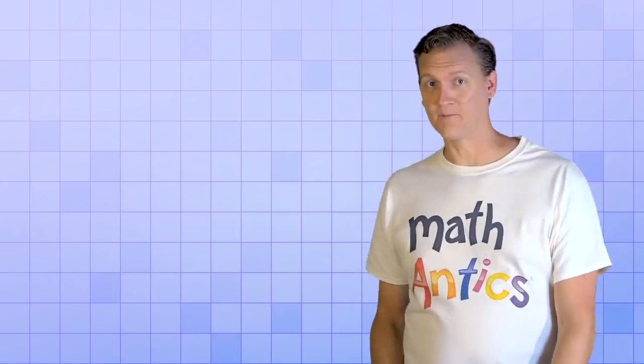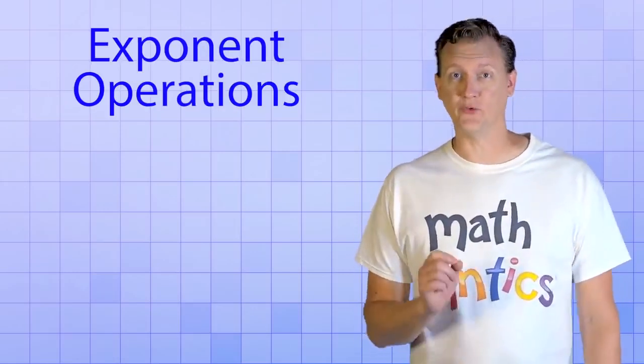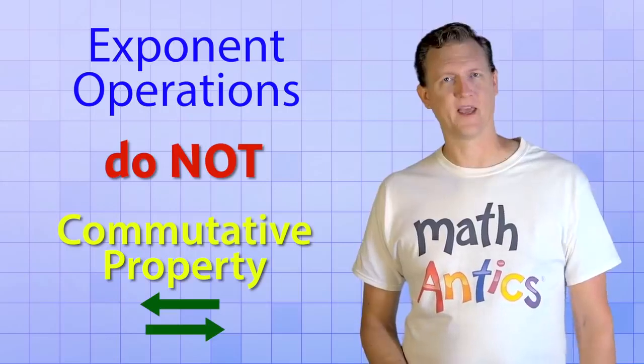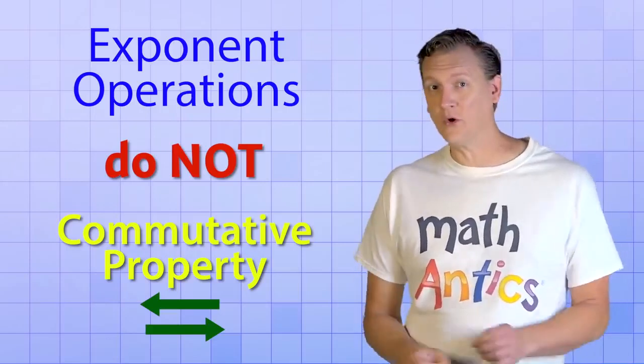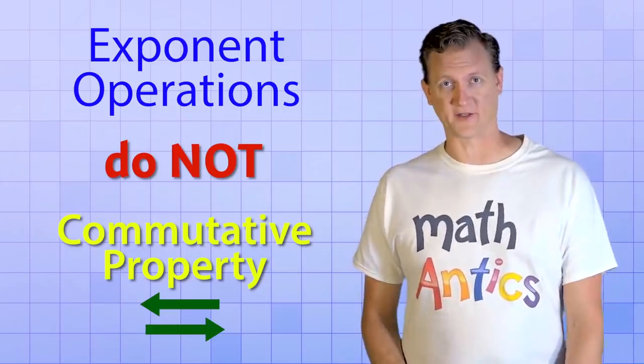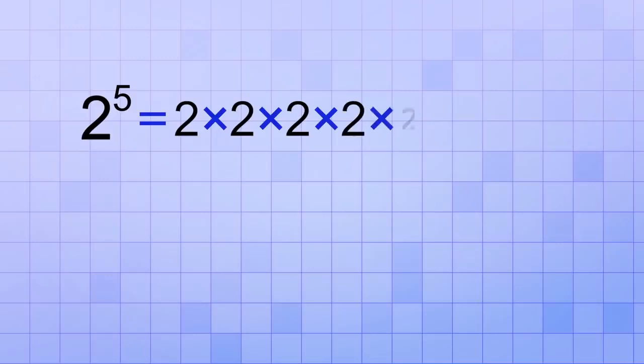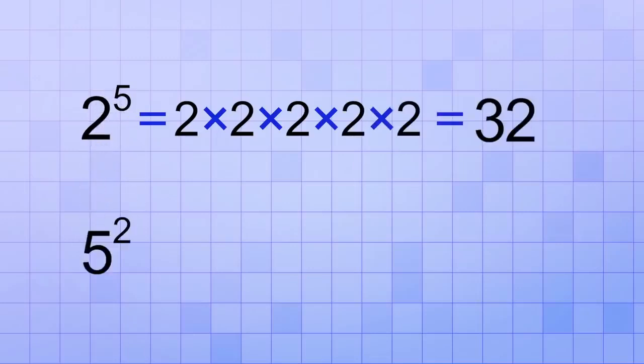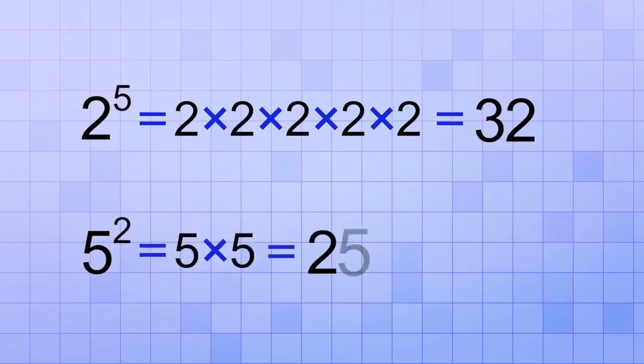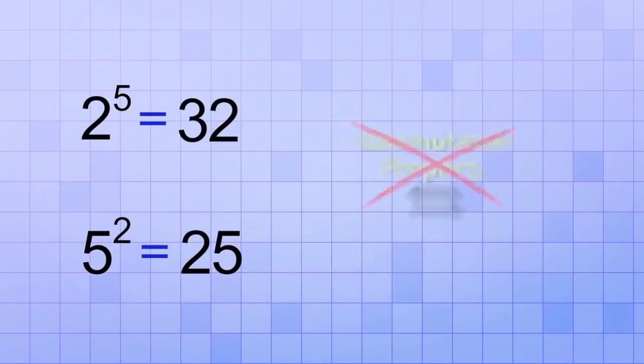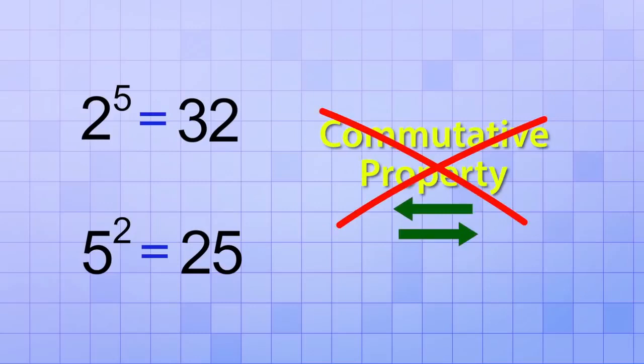Oh, and one more thing you should know before we move on. Exponent operations do not have the commutative property. In other words, you can't switch the order of the numbers without getting a different answer. For example, 2 to the 5th power is 2 times 2 times 2 times 2 times 2, which equals 32. But if we switch the numbers, 5 to the 2nd power is 5 times 5, which equals 25. So exponents do not have the commutative property.